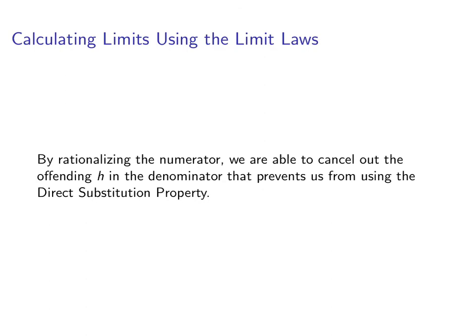All right, so by rationalizing our numerator, we're able to get rid of that offending h that's in the denominator. That h in the denominator is what was preventing us from using the direct substitution property or from using our limit laws. Okay, that's all for now.